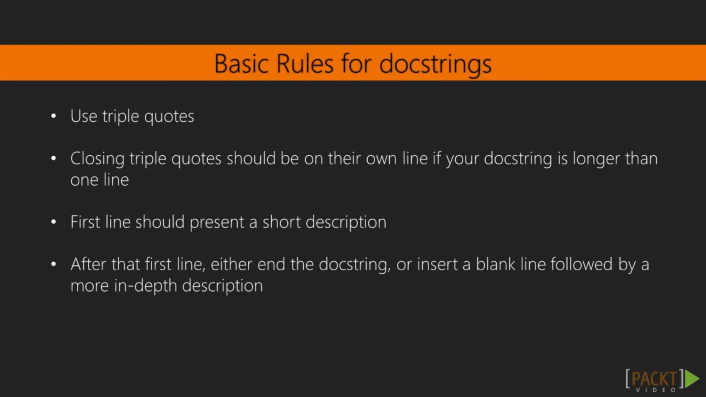The basic rules are quite simple. Use triple quotes to delimit the docstring. The closing triple quotes should be on a line of their own, if the docstring is longer than one line. The first line should present a short description of the thing being documented, such as "return the distance between points A and B." After the first line, we can either end the docstring, or insert a blank line followed by more in-depth documentation, containing descriptions of parameters, attributes, usage semantics, examples, and so on.